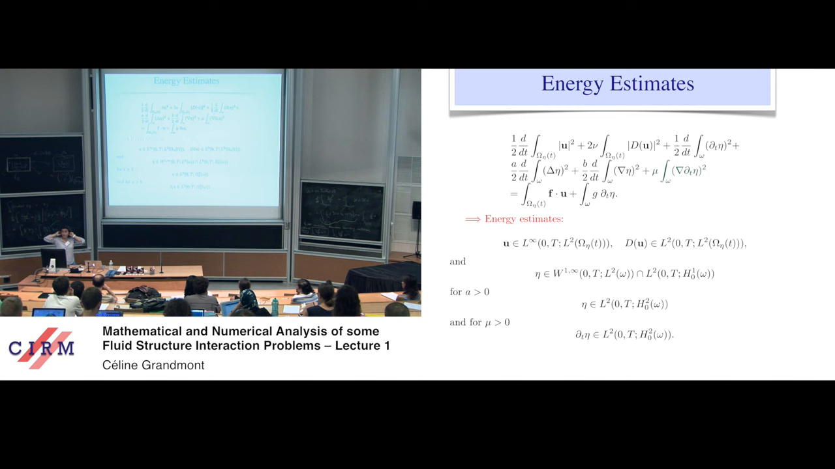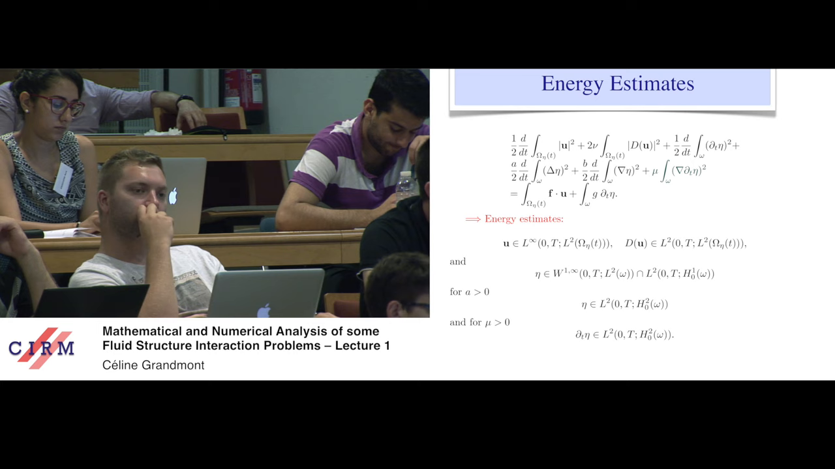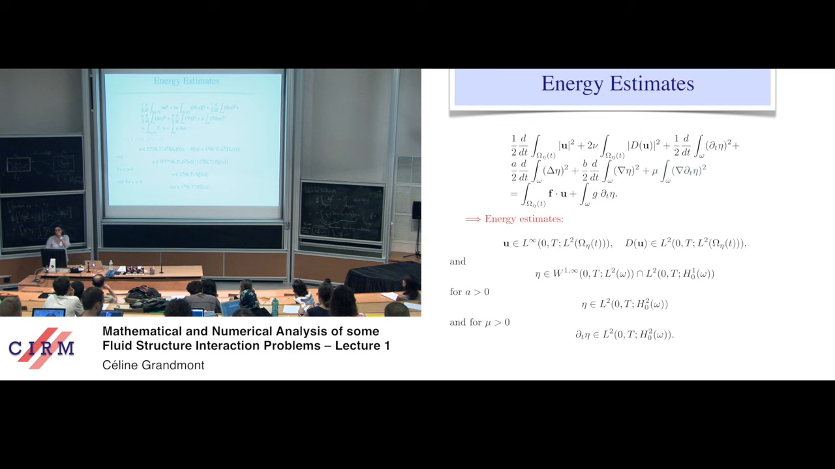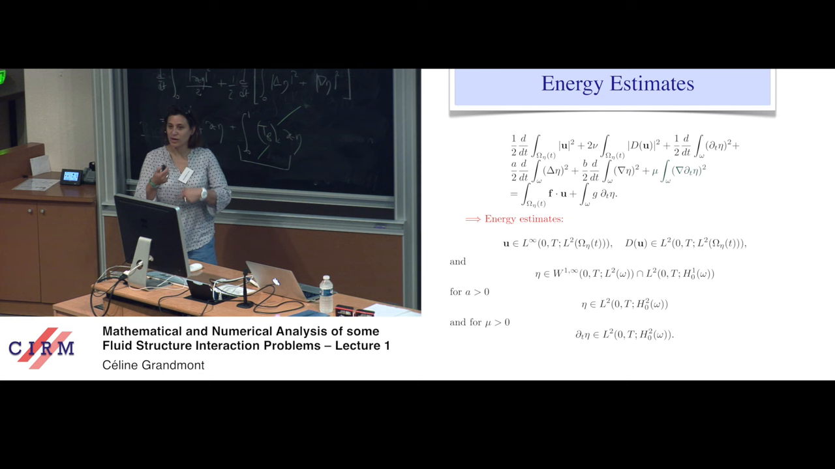The regularity of the domain depends on the regularity of the structural displacement. It depends on U because it depends on eta, and eta depends on U. So you may hope to have an extra regularity coming from the fluid part. But the fluid unknown is the velocity, not the displacement, and the displacement is the trace of the velocity. So you will lose some regularity.